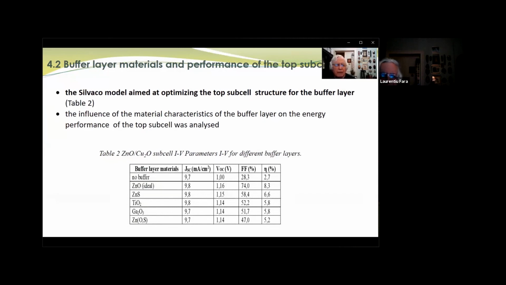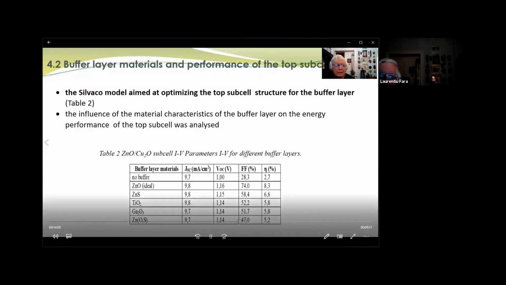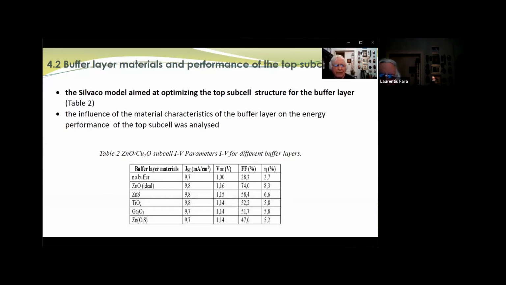We have to stress that the most important material is zinc oxide. Here are the main characteristics for the zinc oxide: current, voltage, filling factor, and efficiency.